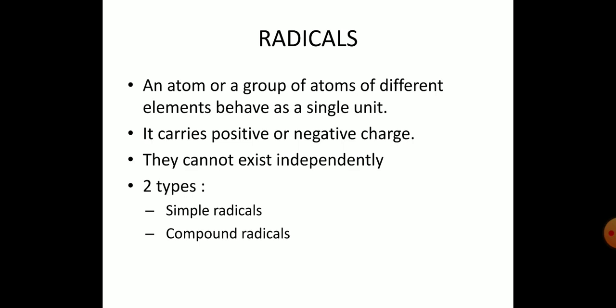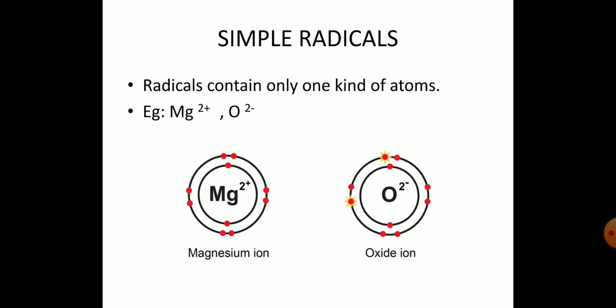So the two types of radicals are simple radicals and compound radicals. Now, what are simple radicals? They are made up of only one kind of atom, like magnesium, where two electrons are given away, so you get a positive charge of 2.